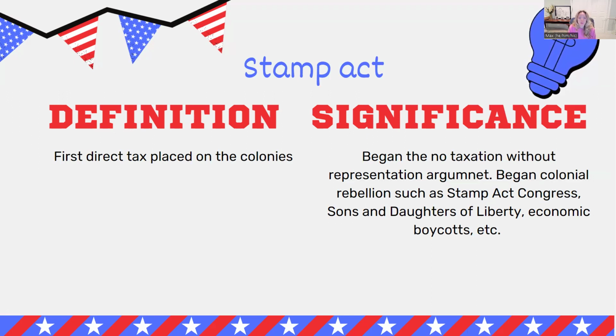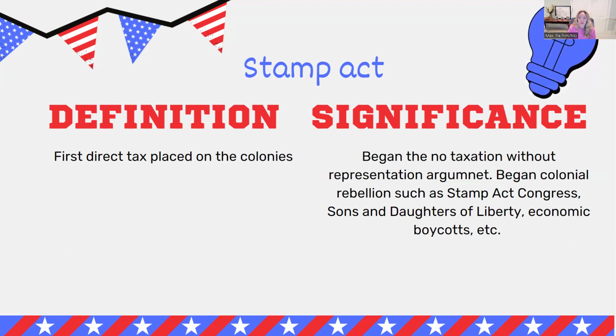And so this began the no taxation without representation. And where do they want representation? In Parliament, because that is who's taxing them. It's not just taxes in general. They're being taxed by their local governments all the time, but they have representation there. They voted for those individuals. And so they're not upset about that. And so we start seeing a lot more colonial rebellion.